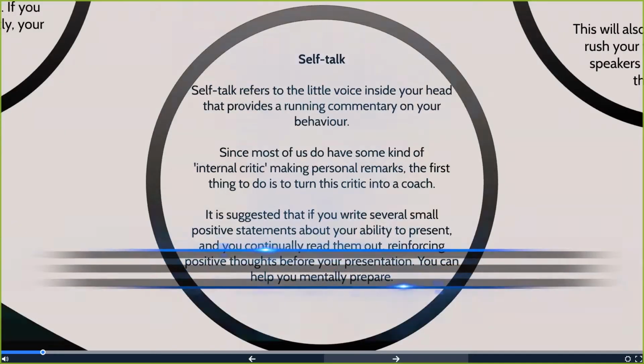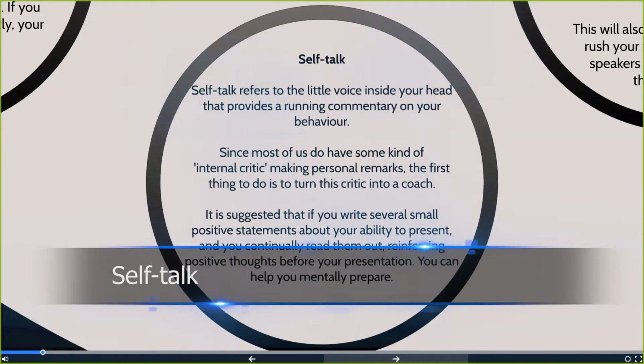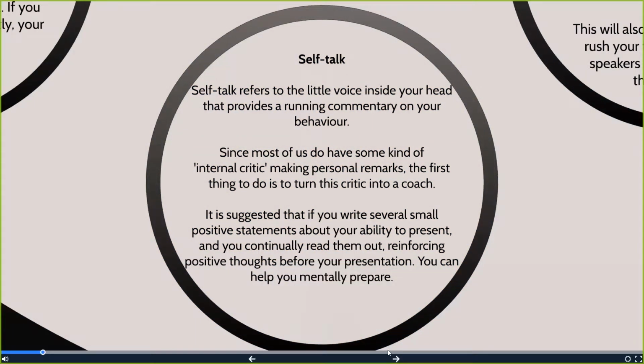Self-talk. Self-talk refers to the little voice inside your head that provides a running commentary on your behavior. Since most of us do have some kind of internal critic making personal remarks, the first thing to do is to turn this critic into a coach. And it's so true, turning that doubting voice into the voice that helps you.